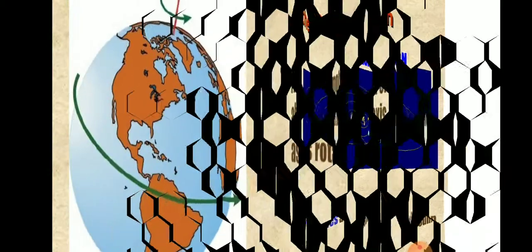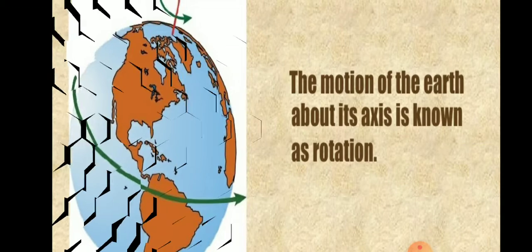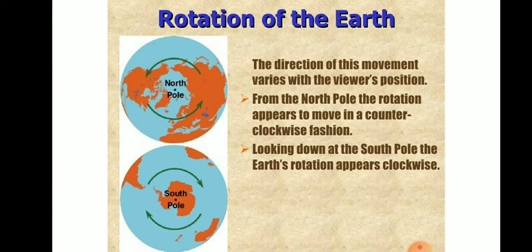And next we have definition of motion of the art about its axis. This is what we know as rotation. So art is rotating from west to east direction, and the direction of this movement varies with the viewer's position.